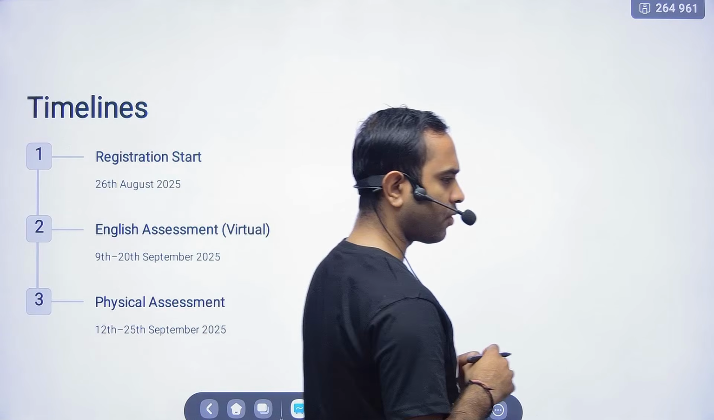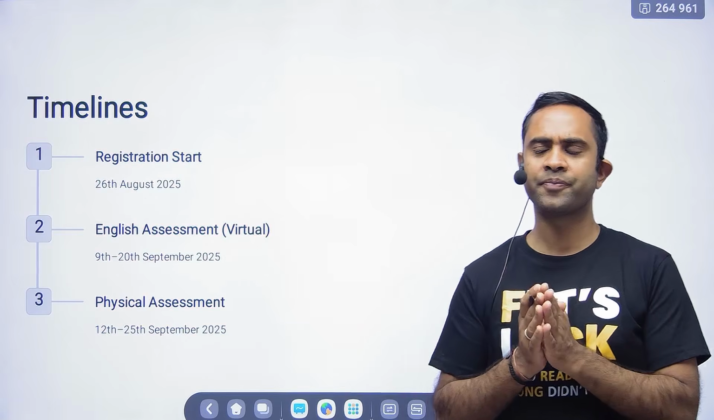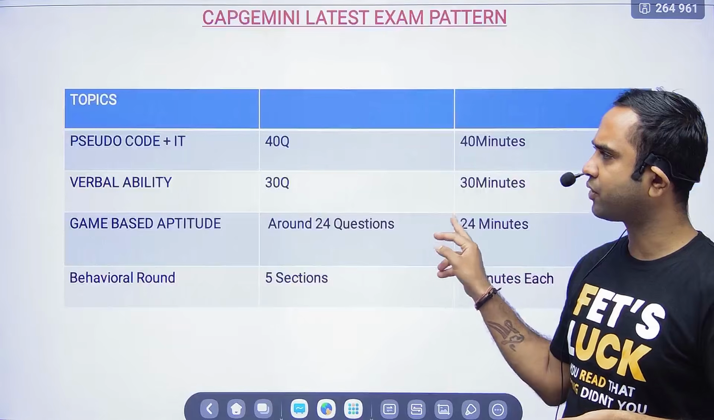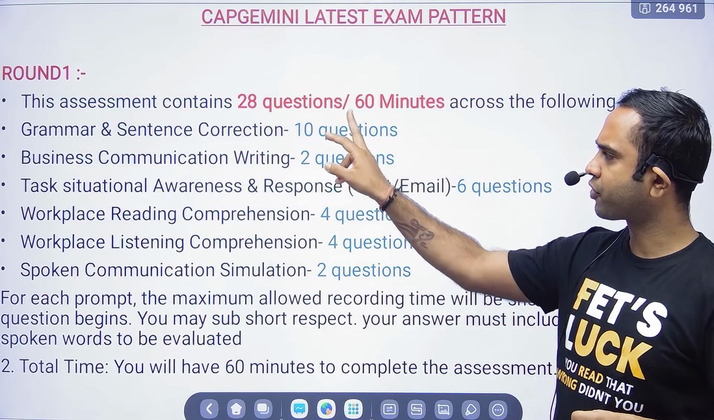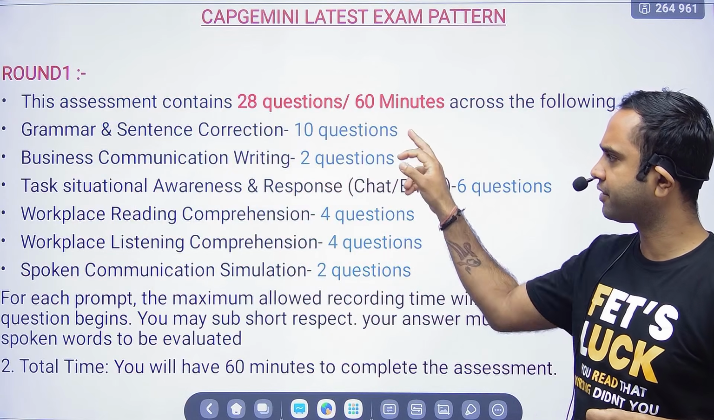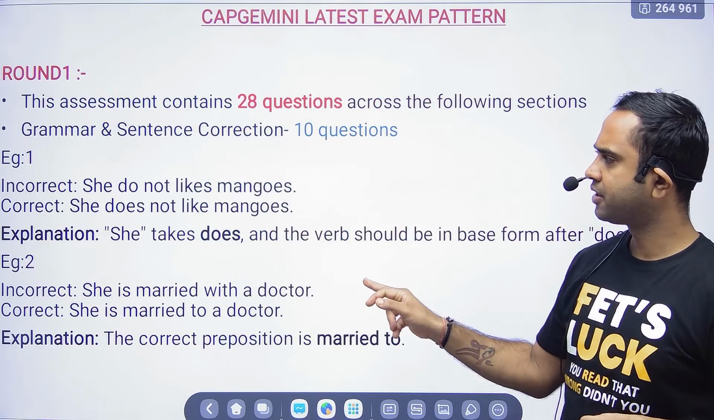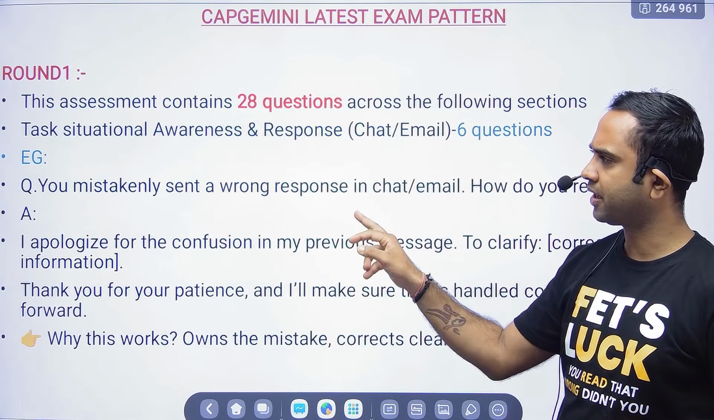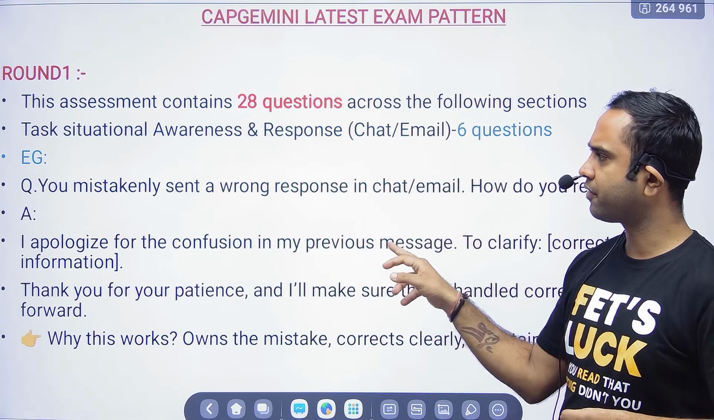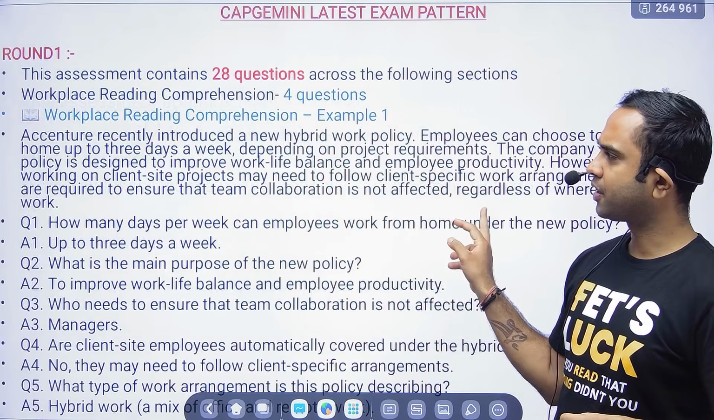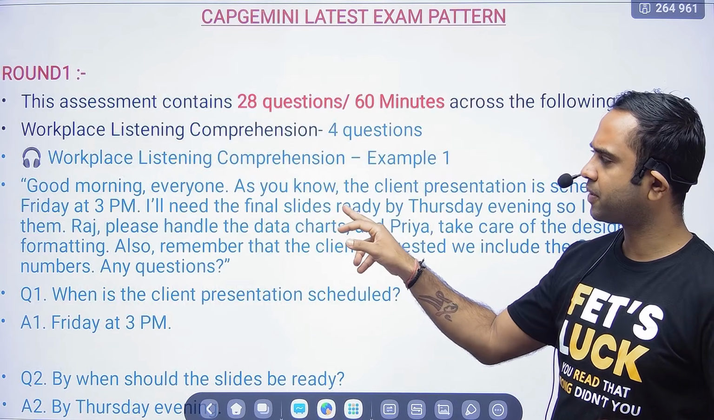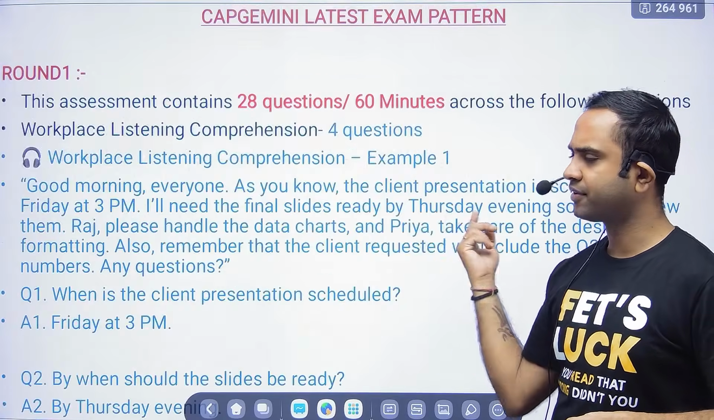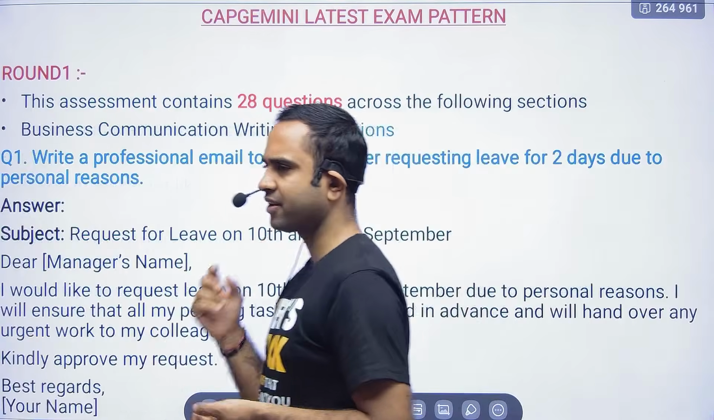Now comes the rounds, and in the communication round I am going to give you the complete detail today, like what type of questions will be there. 28 questions, 60 minutes, and these are the parts: grammar and sentence correction, business communication writing task, situational awareness and response, workplace reading comprehension, workplace listening comprehension, and then spoken communication simulation. So we are going to discuss in detail.